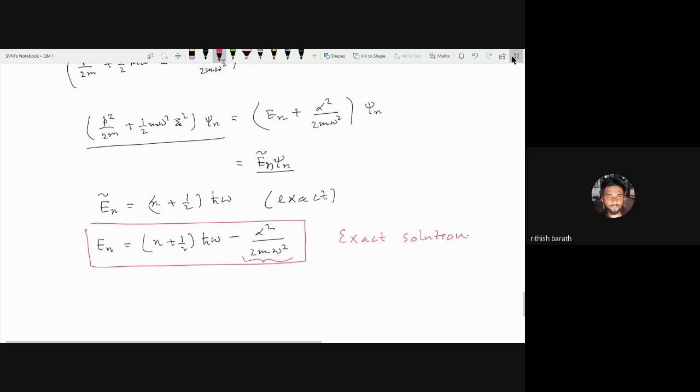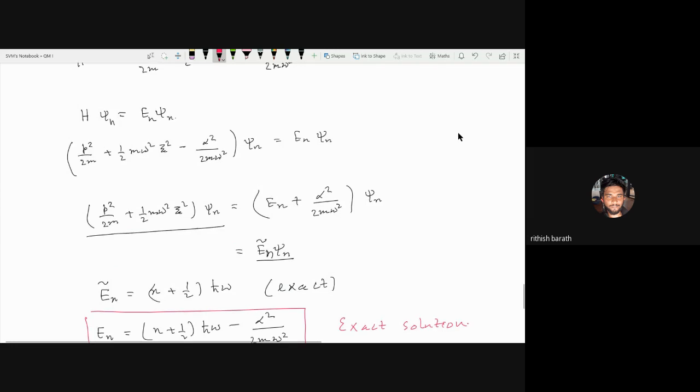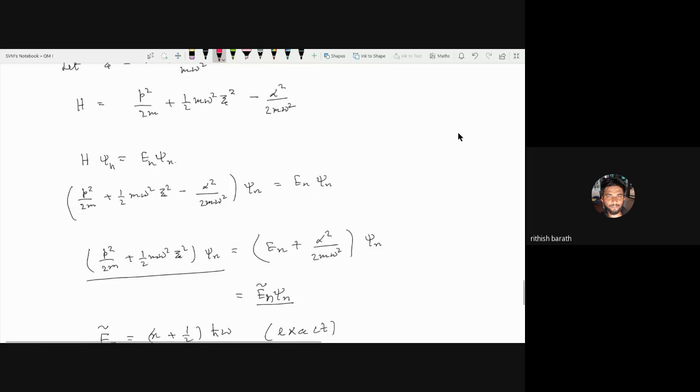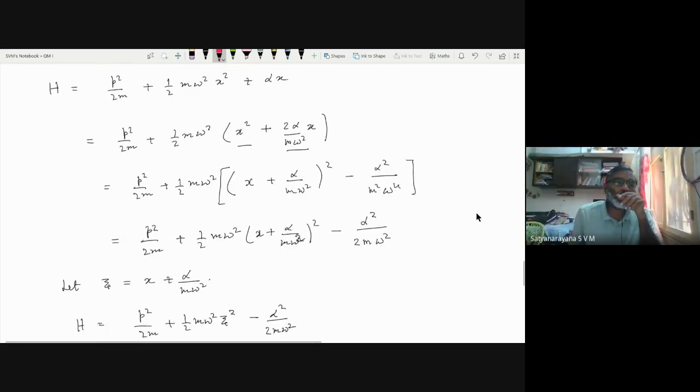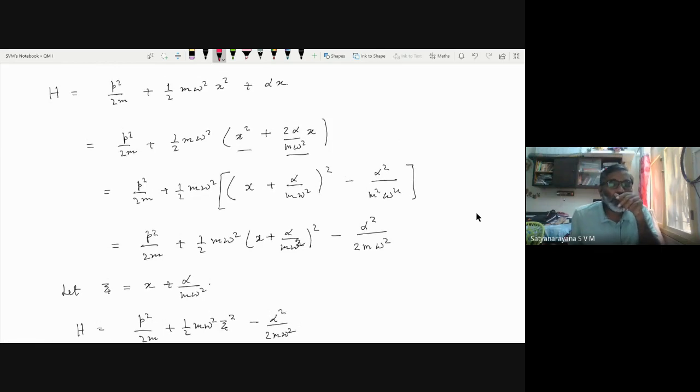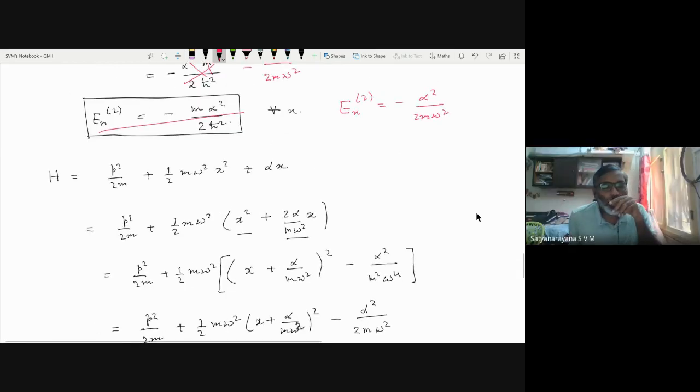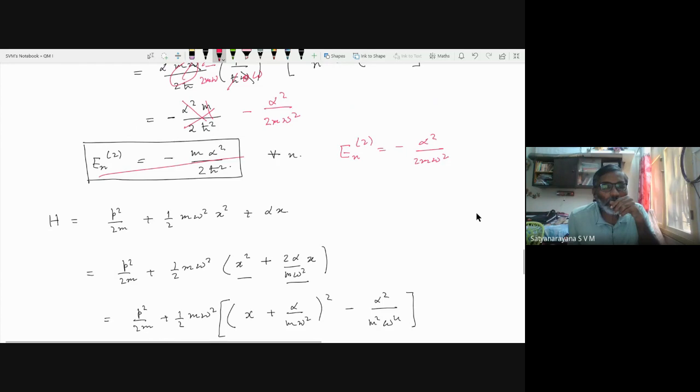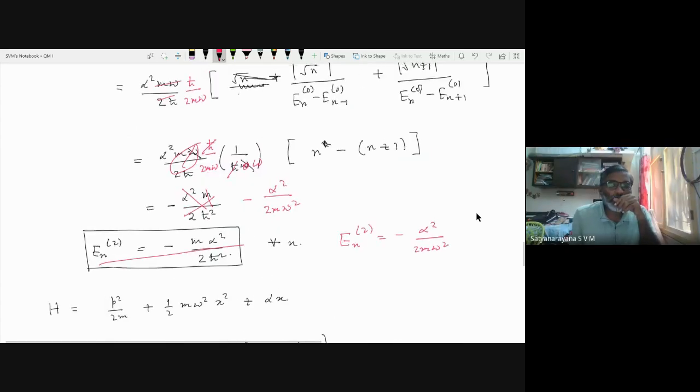I think this is only specific to this alpha x potential. If it is alpha x squared or something quadratic, maybe it changes. Yeah, of course, perturbation theory depends on what the perturbation Hamiltonian is. So this can be exactly solved only for linear perturbation. I think if it is x square, then there is no problem. But if it is more than x square, then of course you cannot exactly solve. An anharmonic oscillator cannot be solved exactly.